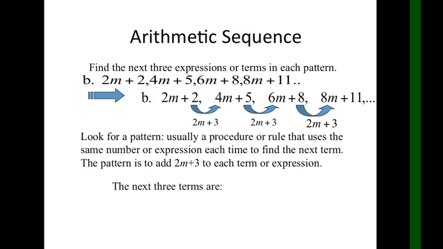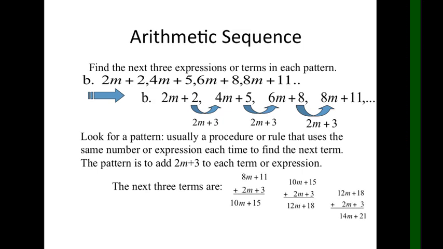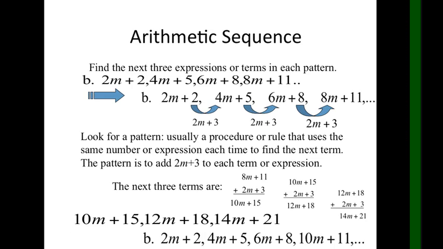The question is, what will be our next three terms? So we have the following: 10m plus 14, 12m plus 17, and 14m plus 20. So our next three terms are 10m plus 14, 12m plus 17, and 14m plus 20 from the original 2m plus 2, 4m plus 5, 6m plus 8, and 8m plus 11.